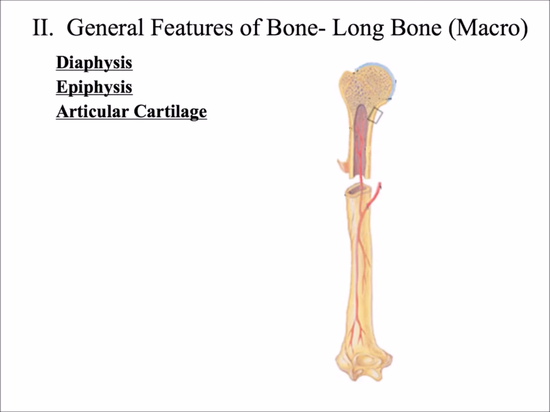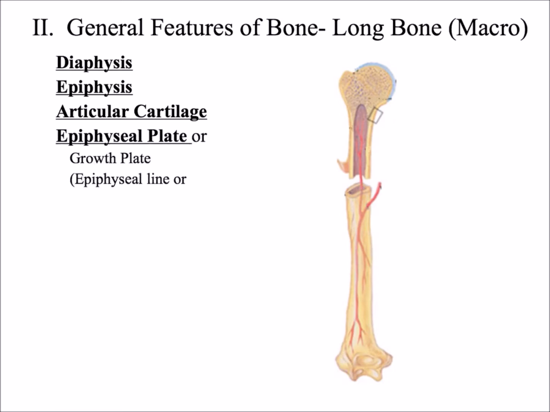The next structure on a typical long bone is something called the epiphyseal plate. Now in this diagram you can't really see the epiphyseal plate, and we'll talk more about it when we talk about endochondral ossification. But you can barely see a line running across right here. This is the epiphyseal plate, and if I were to take a cross-section of this bone and show you the internal part, you would see an epiphyseal plate right about in this area.